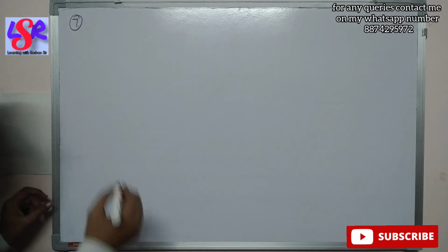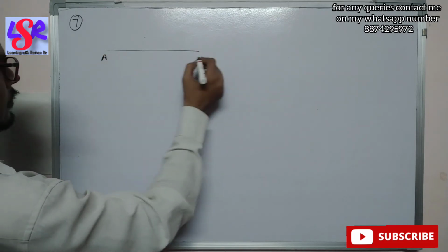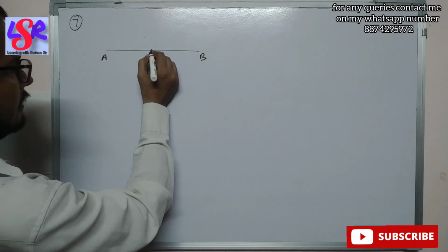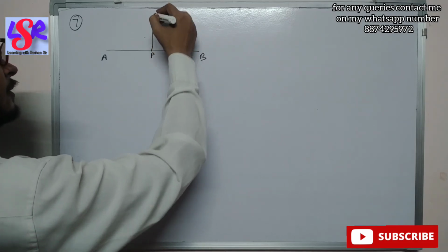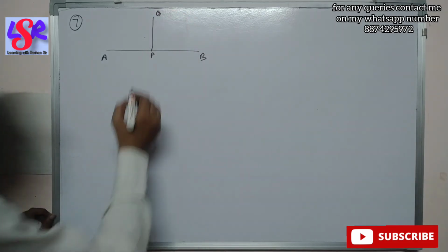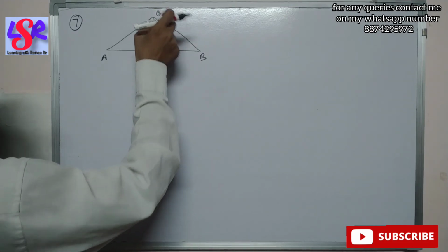Now in question number 7, we have been given a line AB which is bisected by a point P over here, and from P we have a line PQ which is perpendicular to this line AB, and we have to prove this AQ is equal to BQ.